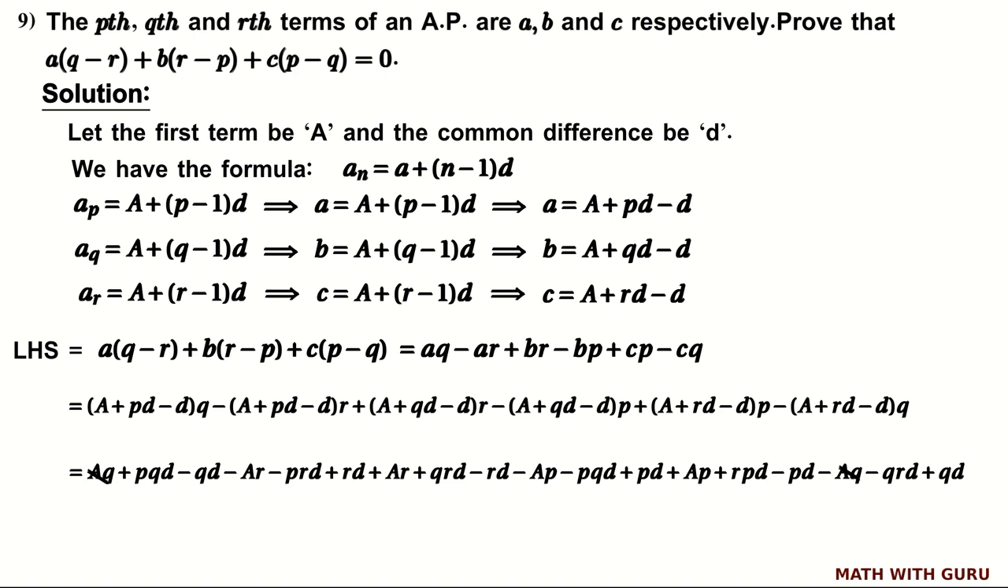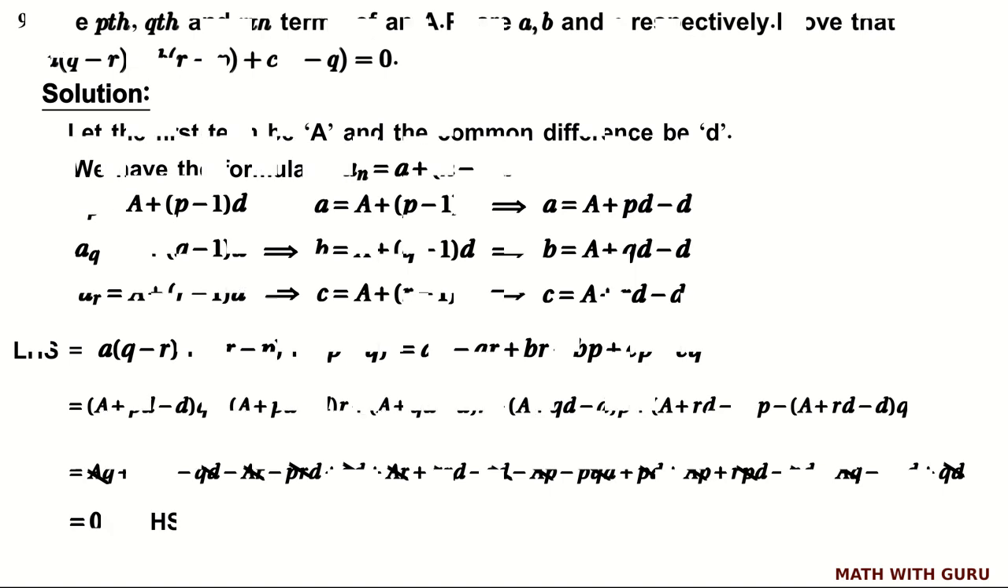Aq minus Aq get cancelled, plus pqD minus pqD, minus qD plus qD, minus Ar plus Ar, minus prD plus rpD, plus rD minus rD, plus qrD, minus Ap plus Ap, then plus qrD minus qrD, then all the terms get cancelled here to give us 0. This is equal to RHS.